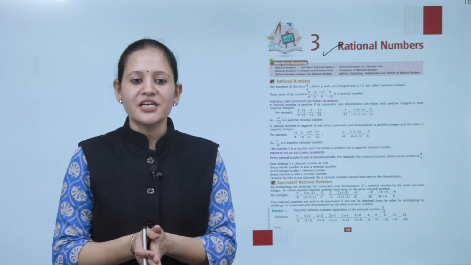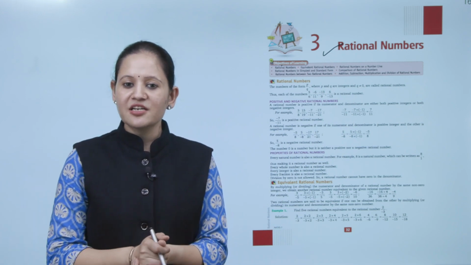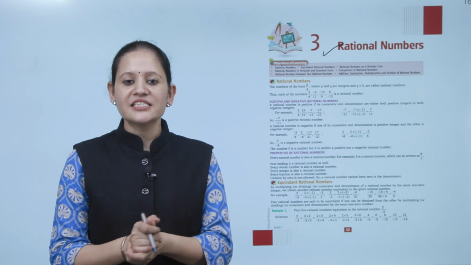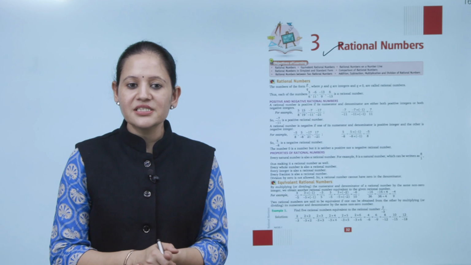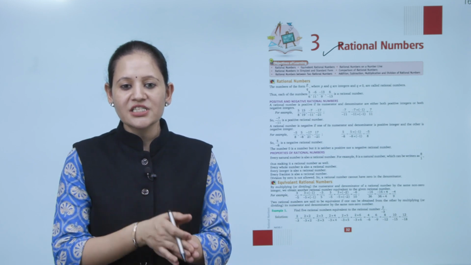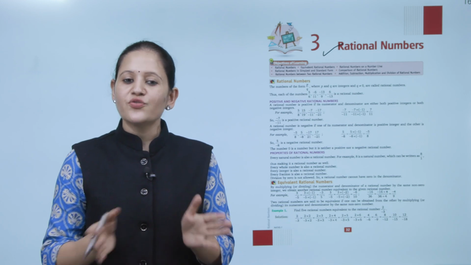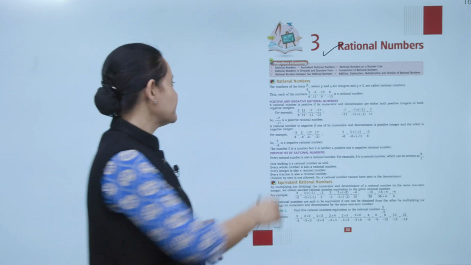Our learning objectives are rational numbers, equivalent rational numbers on number line, rational number in simplest and standard form, comparison of rational numbers, rational number between two rational numbers, addition, subtraction, multiplication and division of rational numbers. So first is rational numbers.